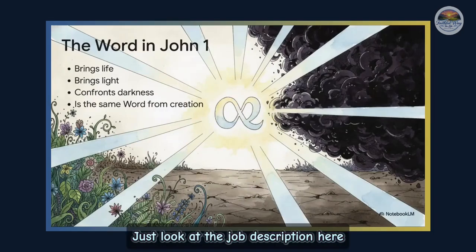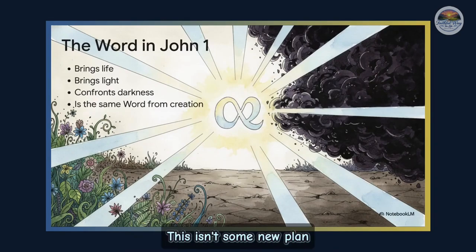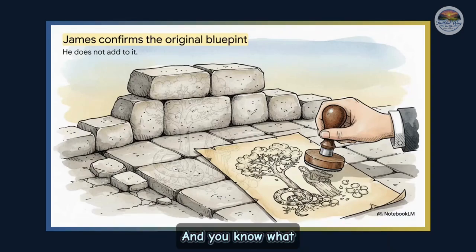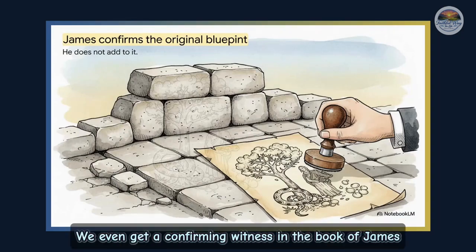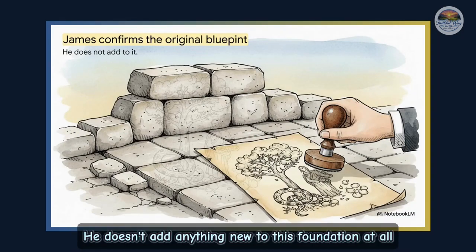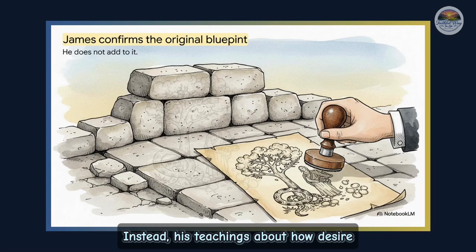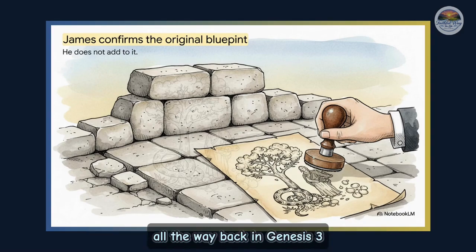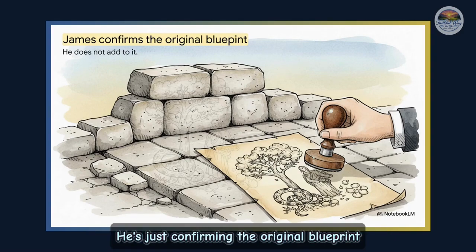Just look at the job description here. The word in John brings life, it brings light, it confronts darkness. This isn't some new plan. This is the ultimate revelation of the very same power and purpose that was there from the first moment of creation. And you know what? We even get a confirming witness in the book of James. He doesn't add anything new to this foundation at all. Instead, his teachings about how desire leads to destructive action directly echo that pattern of disorder we saw all the way back in Genesis 3. He's just confirming the original blueprint.